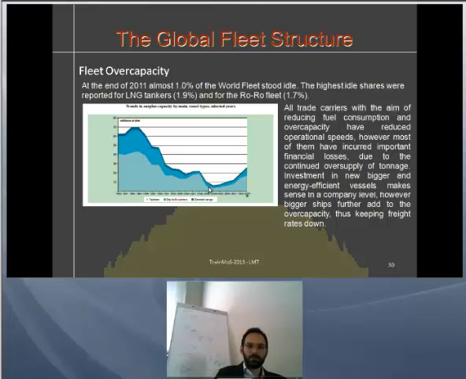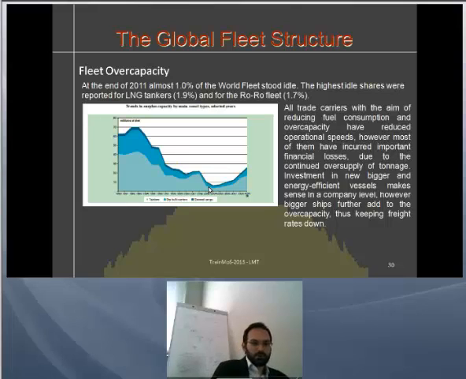They were more related to the big LNG infrastructure trading. The same happened with the Ro-Ro fleet, and this is possibly a decline in global trade due to the economic downturn, especially felt in 2011.